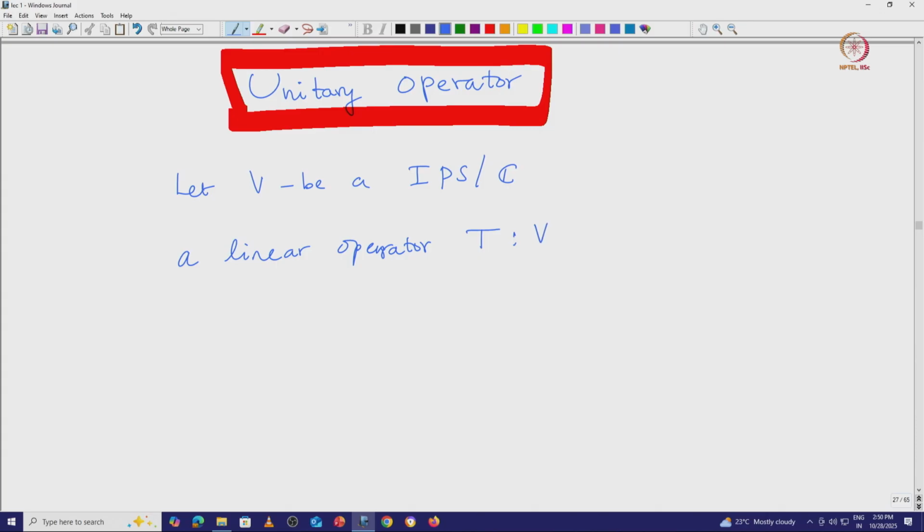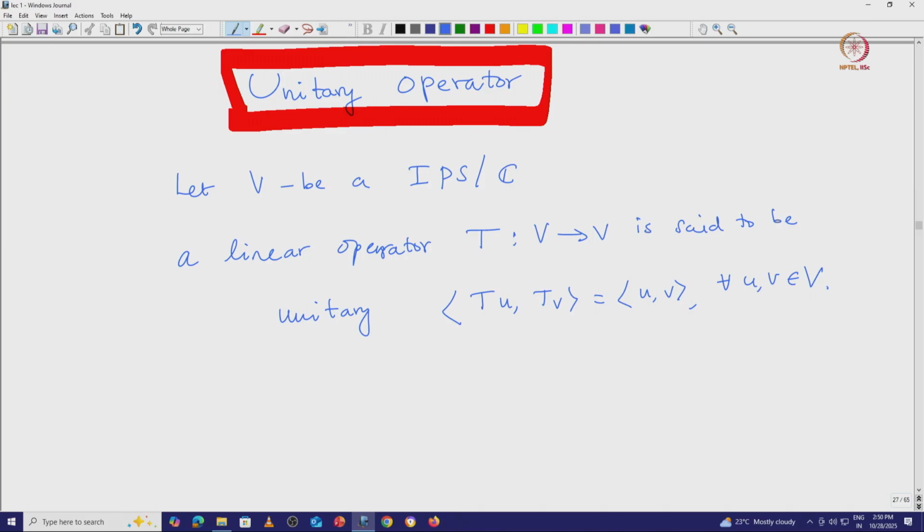T from V to V is said to be unitary if it satisfies the following condition. So, you compute the inner product of Tu and Tv, that is supposed to be equal to the inner product of u and v, and this is true for all u, v in capital V.